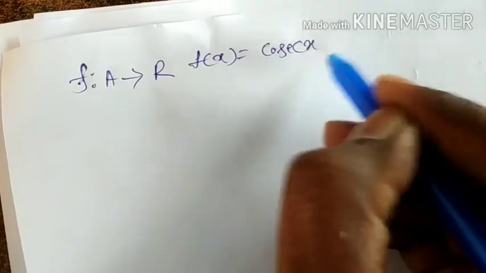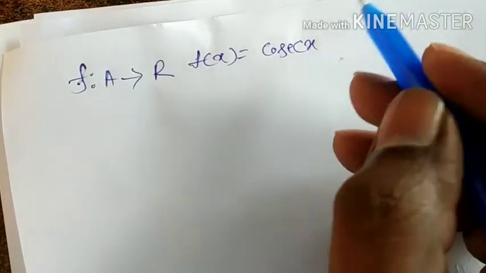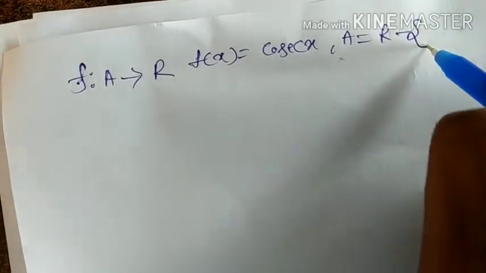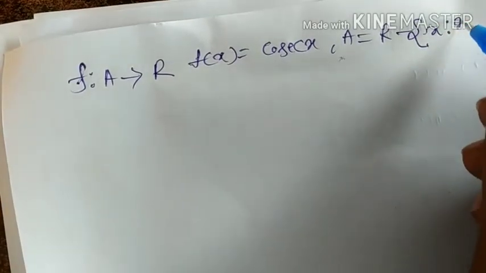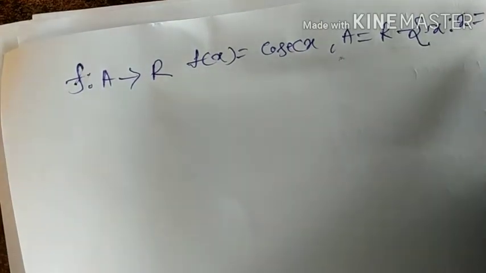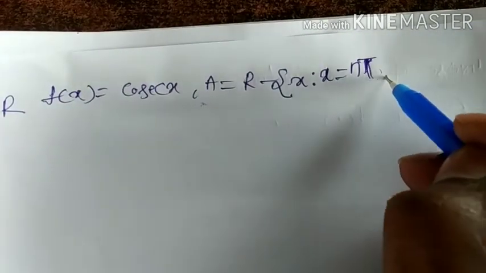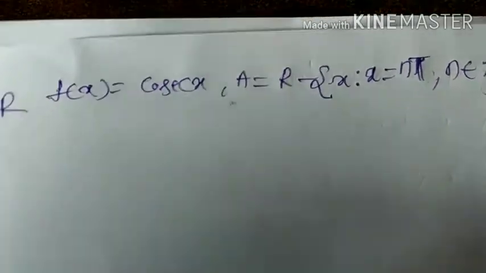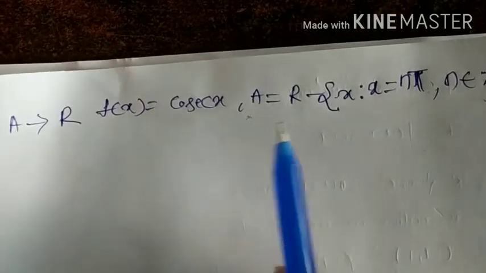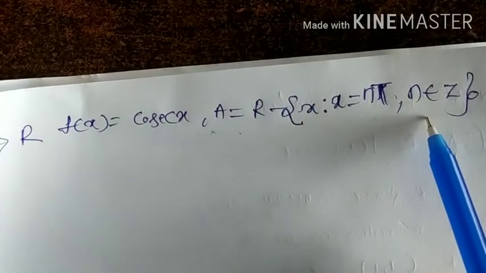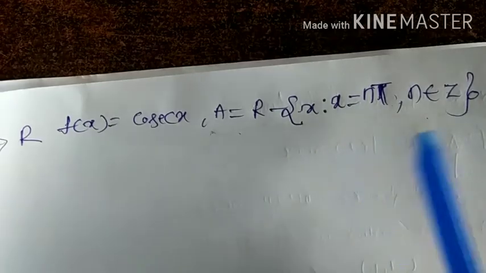f of x is equal to cosecant x, where A is equal to R minus the set of x such that x equals n pi, where n belongs to Z. For this condition, this cosecant function is defined, right?